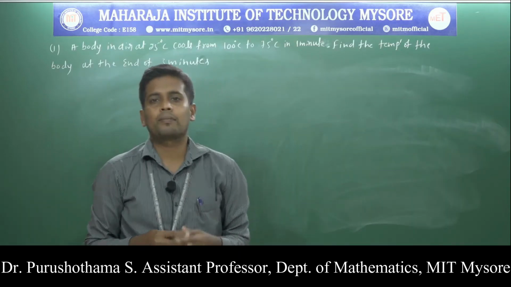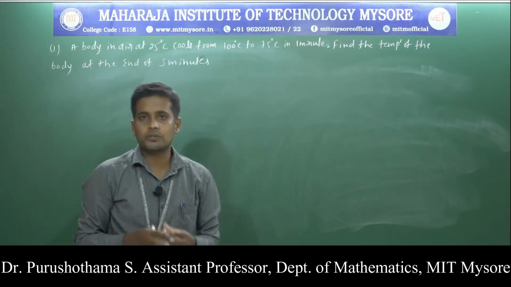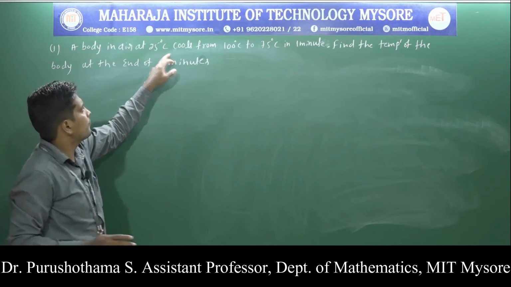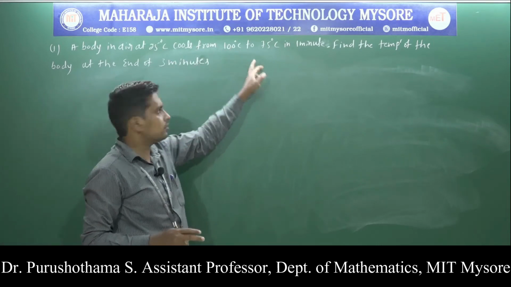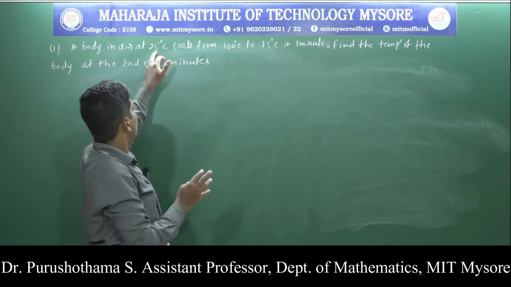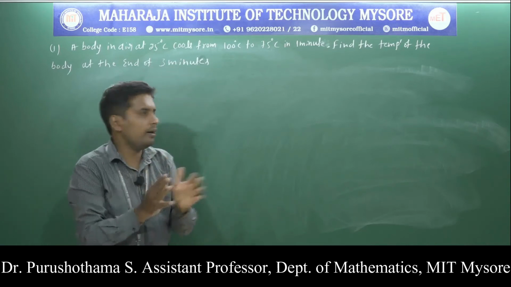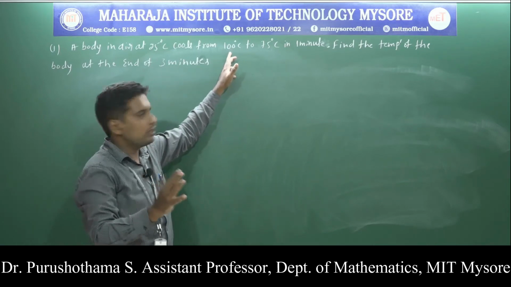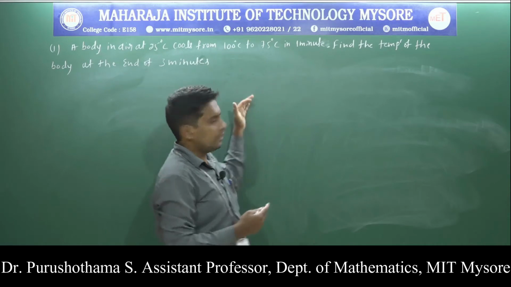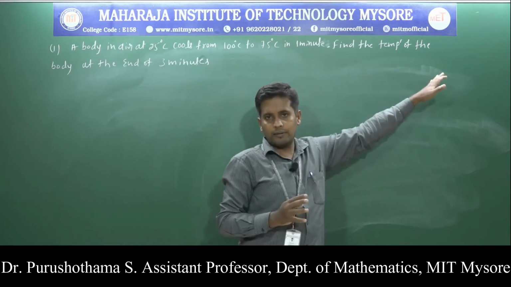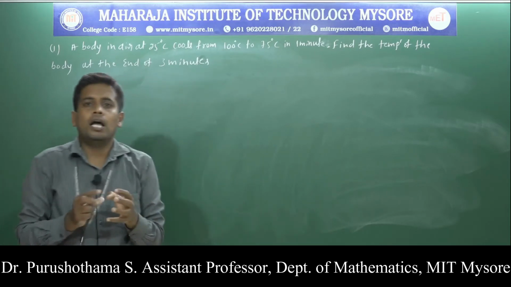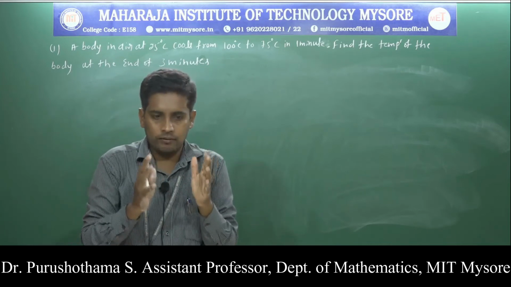Now, I am going to solve the problems in Newton's law of cooling. The first question is: a body in air at 25 degrees Celsius cools from 100 degrees Celsius to 75 degrees Celsius in 1 minute. So the surrounding temperature is 25 degrees Celsius, and an element initially at 100 degrees Celsius reduces to 75 degrees Celsius, taking 1 minute. Then, using the given data, find the temperature of the body at the end of 3 minutes.